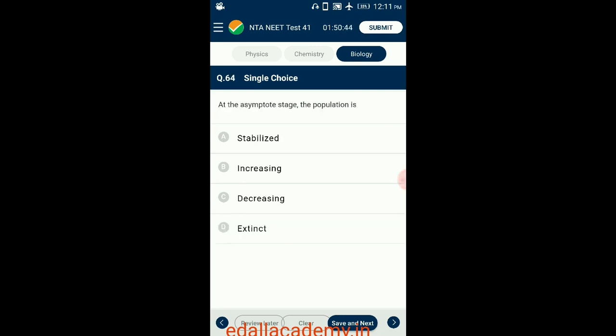Question number 64. At the asymptote stage, the population is. Asymptote stage is a stage at which population cannot increase due to the limited carrying capacity of Earth. So the answer for this question is option A. At asymptote stage, the population is stabilized. So the correct option is A.